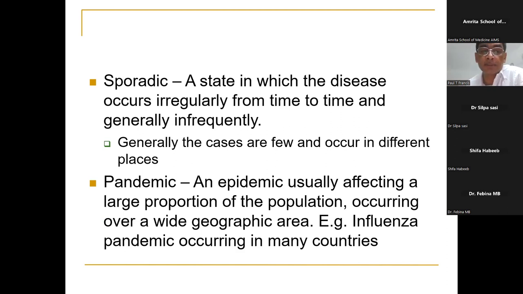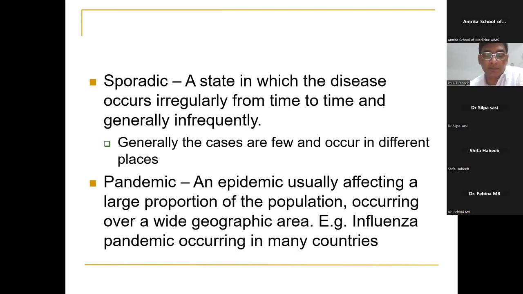Sporadic is a state in which the disease occurs irregularly from time to time and generally infrequently. So this can be an endemic disease also, where you find a disease once in a while. Now, if you ask me how to distinguish between an endemic disease and a sporadic disease, it will be a little difficult for me to give a good example, but you probably can use it in that context, and I don't think it is very different.